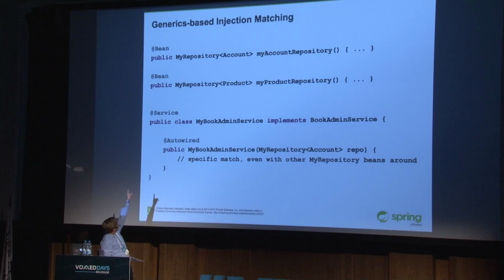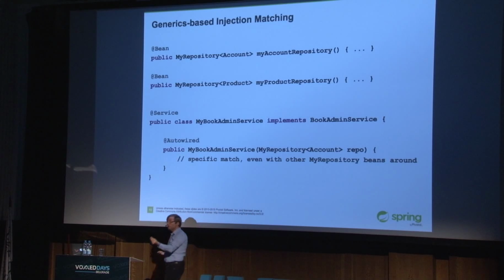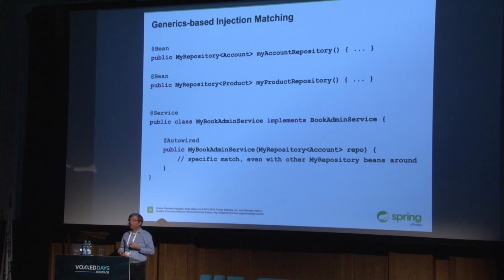So consider the two bean declarations above. If there's an @Bean for a MyRepository of Account and another one for a MyRepository of Product, and then you look at this injection point again, it's obvious which one we're taking, right? Just by looking at the source code, you expect us to pick the MyAccountRepository, not the other one. As of Spring Framework 4, that's what's actually happening.